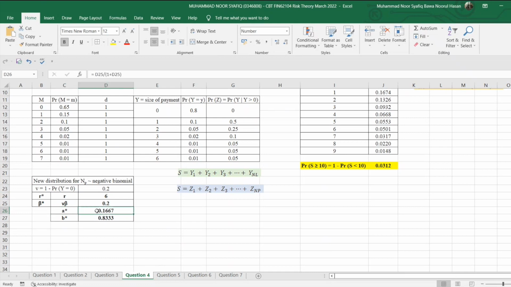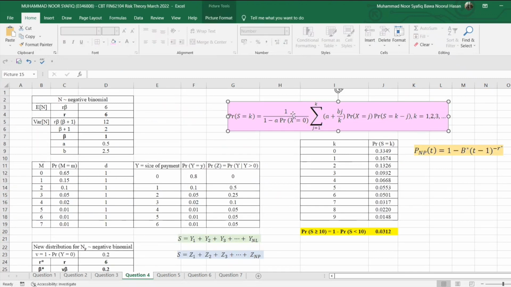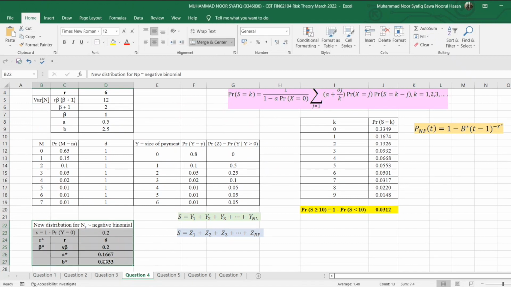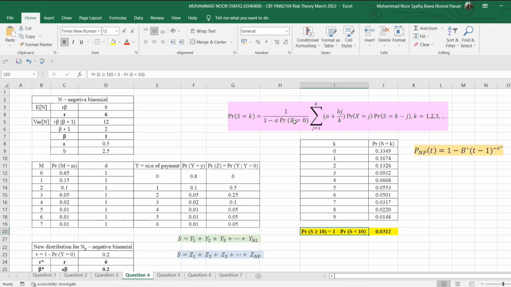So from this new revised parameter of negative binomial, we can actually get our new value of a, where a for negative binomial is 1 over 1 plus beta, and b for negative binomial is r minus 1 times beta over 1 plus beta. So now we have all the information for the NP, and we are using these values in order to compute the probability of S equals to 0 until S equals to 9 in this case, so that we can find the probability of S is more than or equal to 10.